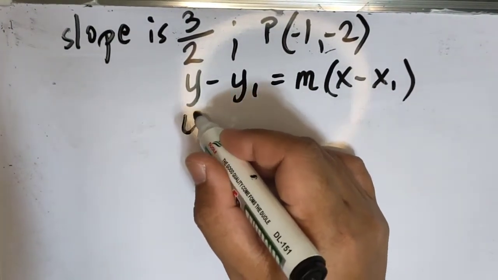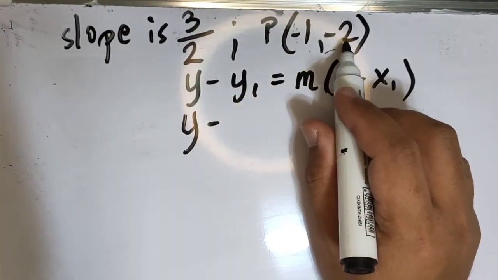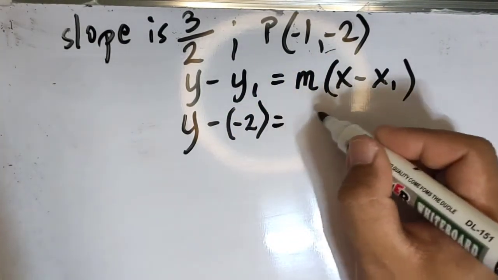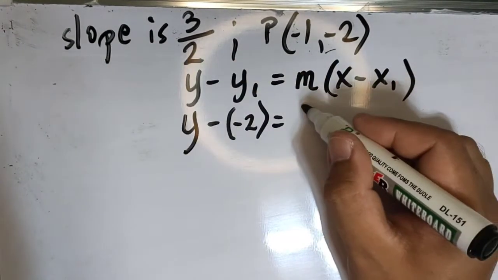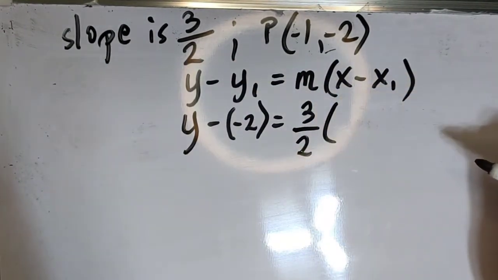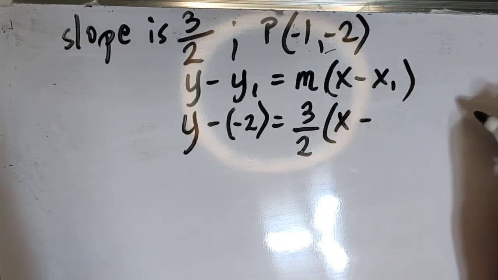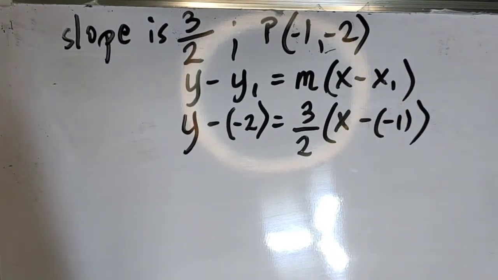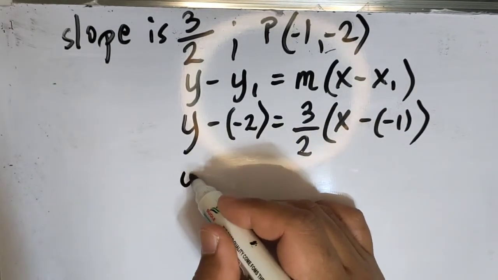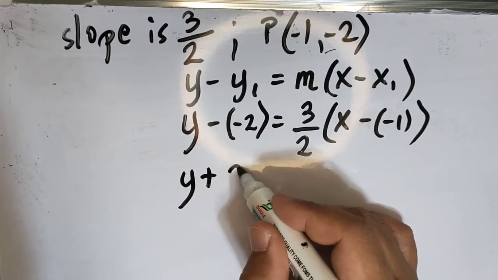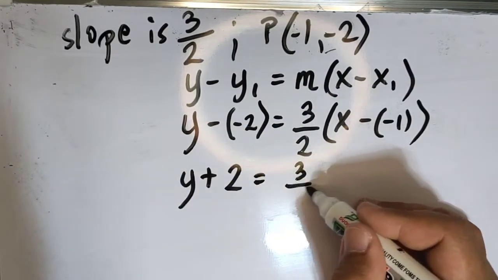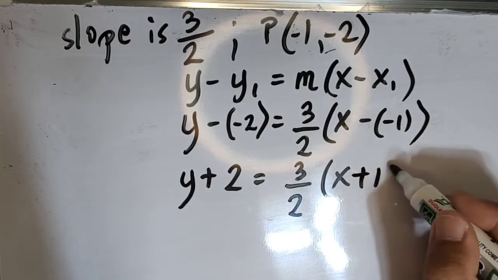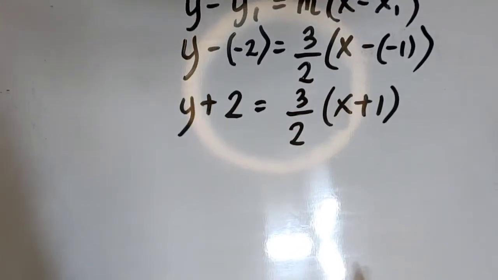So, we have y minus y sub 1, which is negative 2, so we have minus negative 2 is equal to m, the slope, which is 3 over 2, times the quantity x minus x sub 1, which is negative 1, so minus negative 1. So let's simplify. We have y, negative negative is positive, so y plus 2 is equal to 3 over 2 x, negative negative, positive, so we have x plus 1. So we have a fraction.